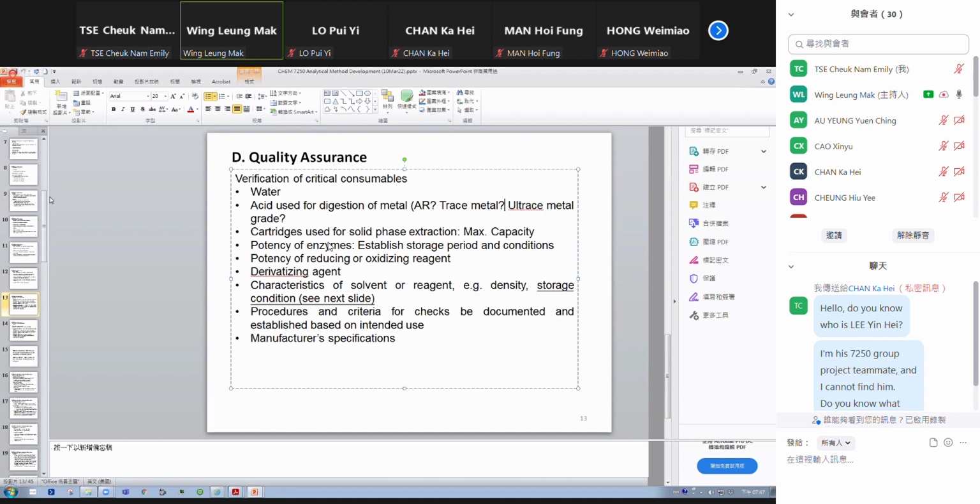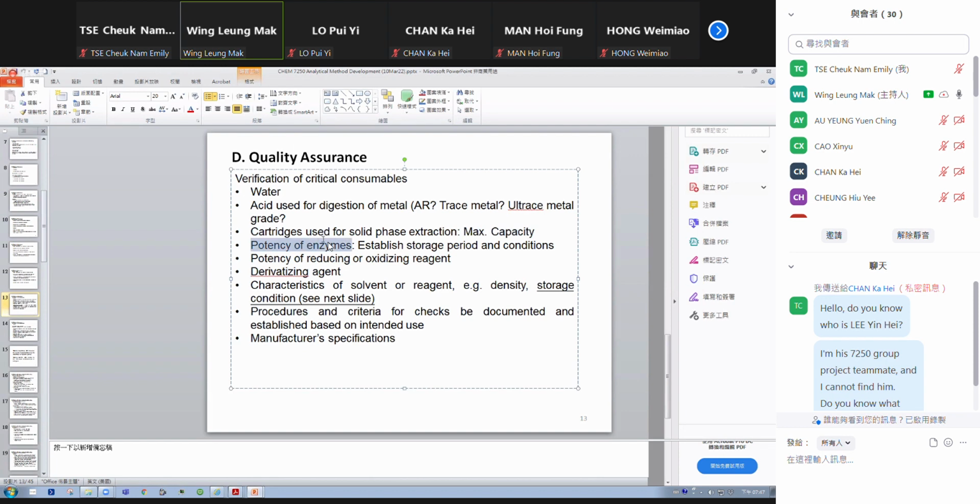The cartridge, such as the SPE I told you before, the solid phase extraction cartridge: you need to know the maximum capacity, how much a 5 gram SPE cartridge can handle. One gram sample, 10 gram sample, or 5 gram samples. There is always a maximum capacity for the 5 gram cartridge. If it cannot hold it, you can expand to a 10 gram cartridge.